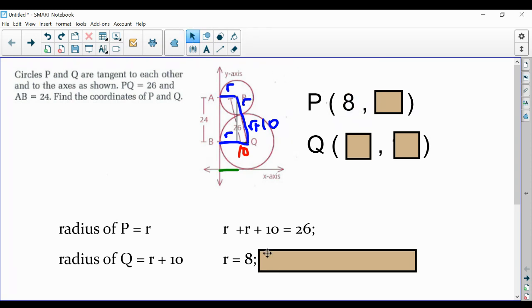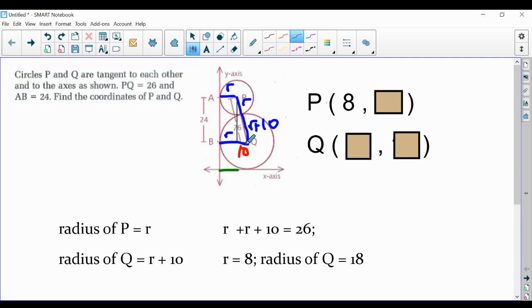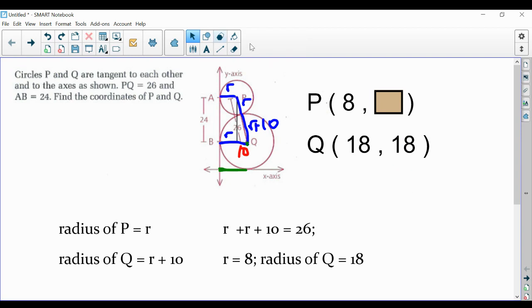All right, so if the radius of circle P is 8, then the radius of circle Q is 18. And that actually helps me because circle Q right there is tangent to both axes. So that's 18 on the x-axis, and the y-axis would also go up 18. So the coordinates of Q are 18, 18.